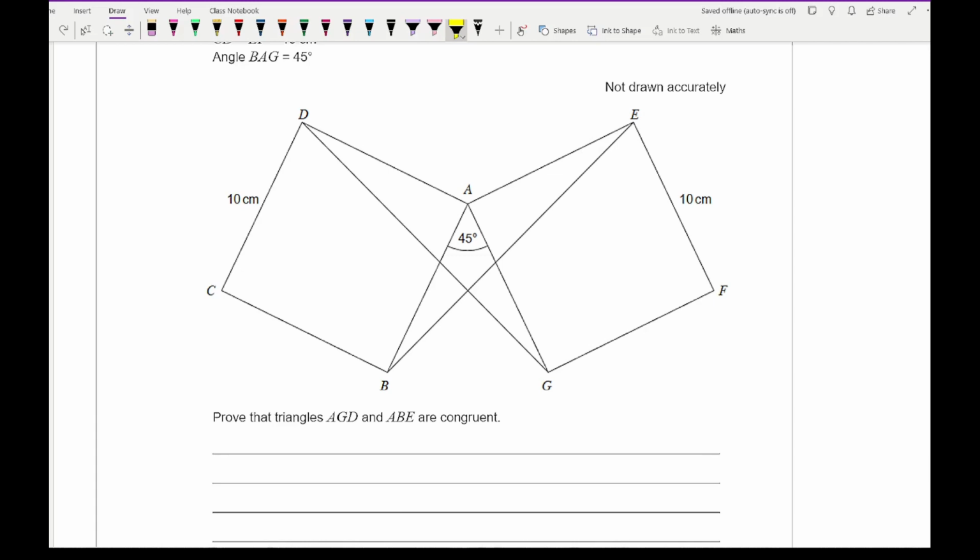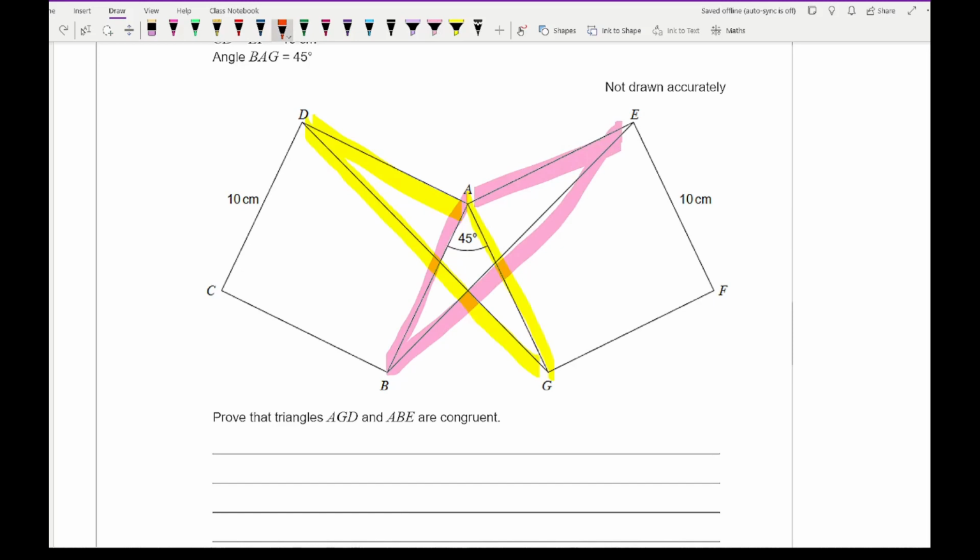So ADG is this triangle here, and my second triangle is this here, like so. So from this, what we then want to do is start labeling.